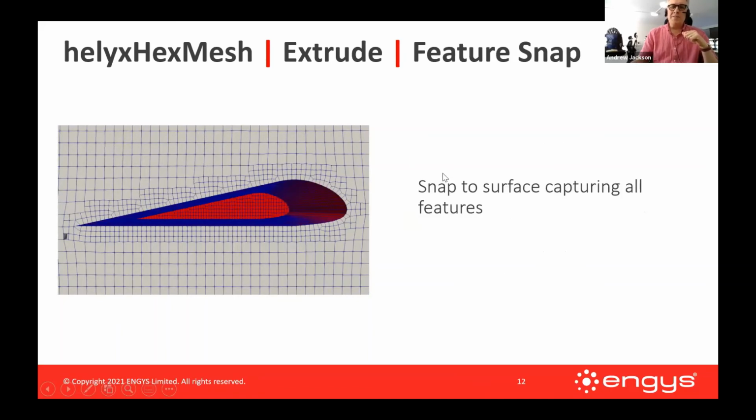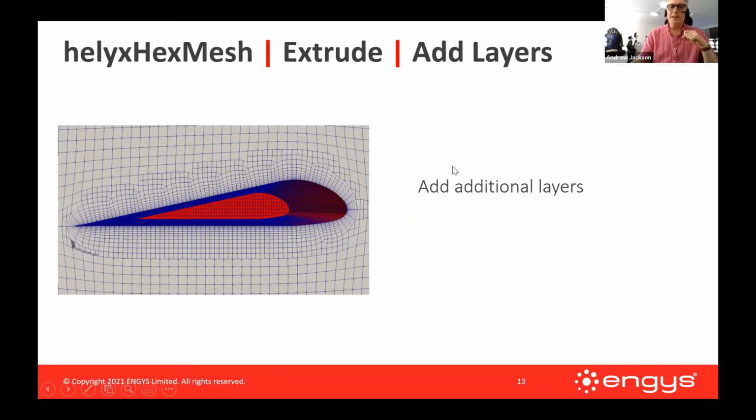And then we just reuse as much of the snapping as we've got from the classic approach to capture all the features as well as possible. And then as the final step, we can subdivide that single layer into as many layers as we want.